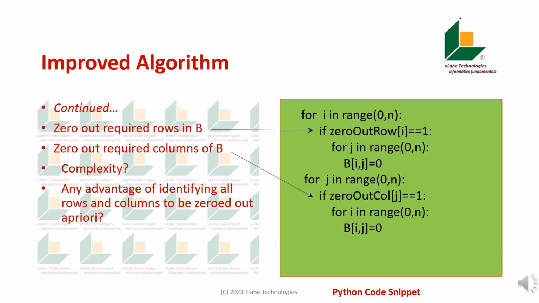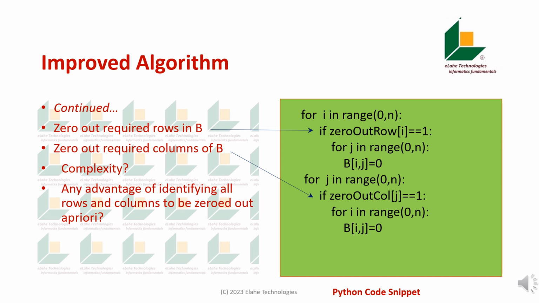Next, we walk through the array zeroOut_row. If the ith entry is 1, we zero out the ith row. Then, we walk through the array zeroOut_col. If the jth entry is 1, we zero out the jth column. These computations take another order n square time.